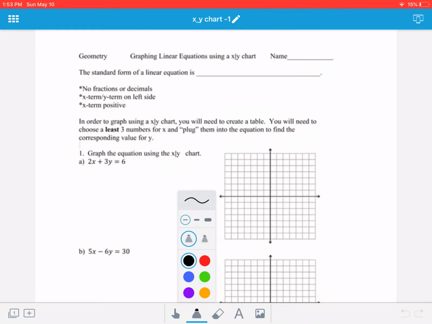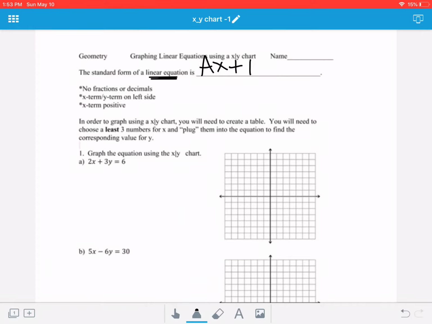Standard form for a linear equation is written AX plus BY equals C. A, B, and C represent numbers in our equation. X and Y would just be X and Y. There are three things to remember in order for a line to be in standard form. You can't have any fractions or decimals within your equation. The X and Y term will always be on the left side of the equation, and your X term has to be positive. So in order for a line to be in standard form, it must follow those three criteria.